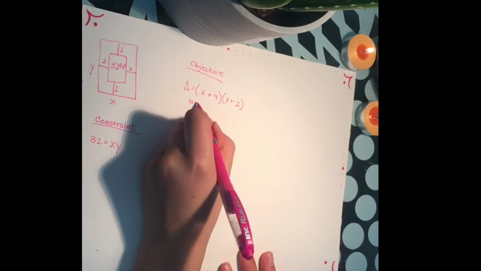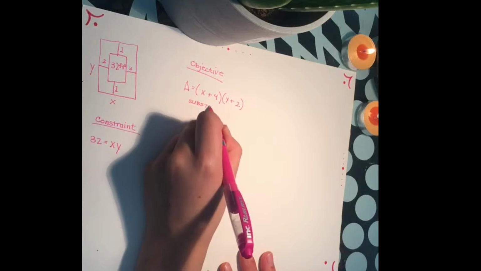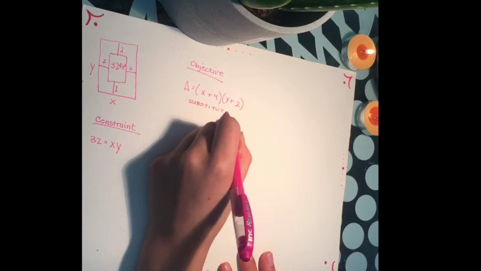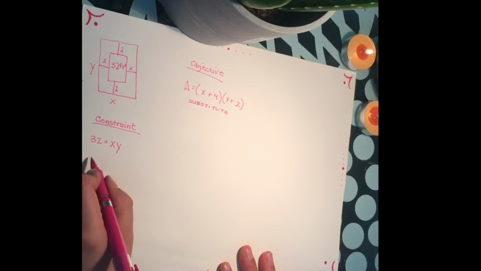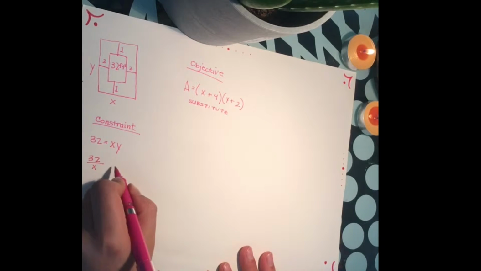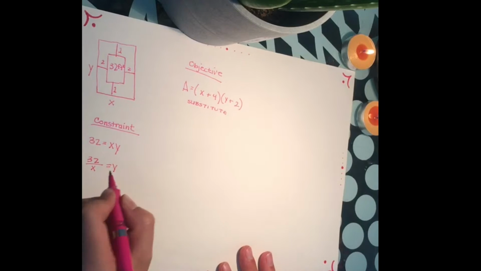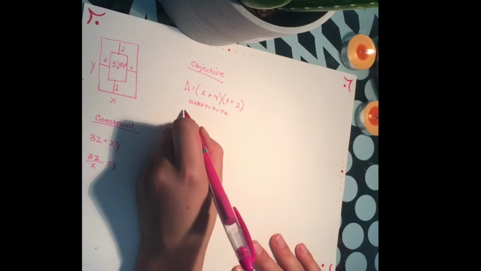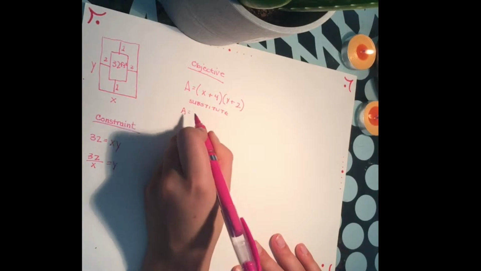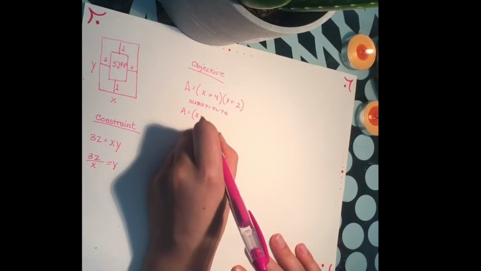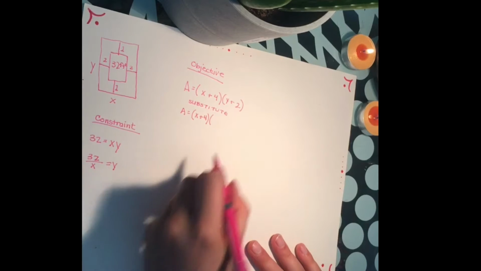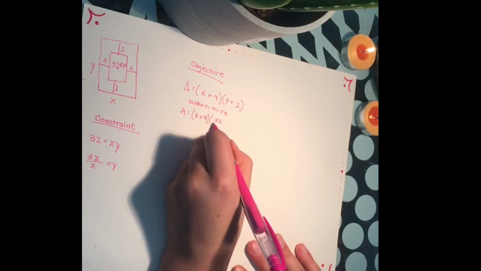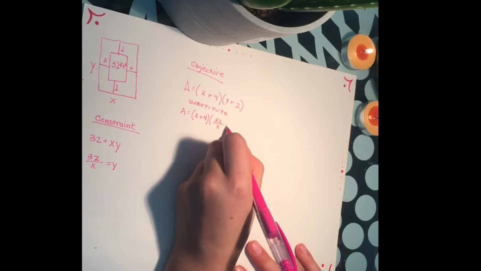For the next step, what you're going to want to do is substitute out so you have the equation all in the same terms. And how you're going to do that is to go into the constraint and make the equation equal to one variable. I've chosen y for this. You could have chosen x, but I like doing the y. So you do A equals the x plus 4, and then replacing the y with the equation you just made, 32 over x, you add 2.